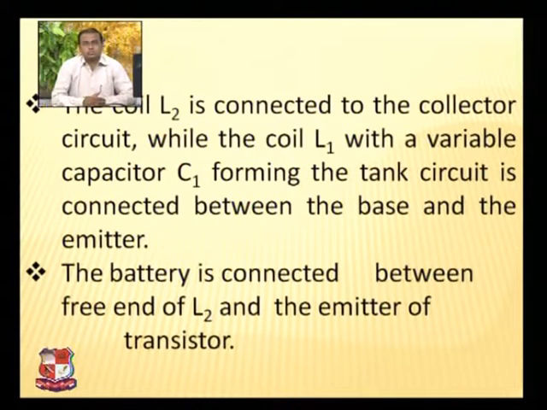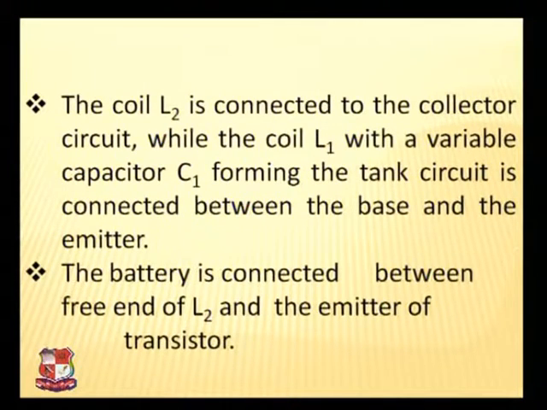The coil L2 is connected to the collector circuit, while the coil L1 with a variable capacitor C1 forming the tank circuit is connected between the base and the emitter. The battery is connected between the free end of L2 and the emitter of the transistor.